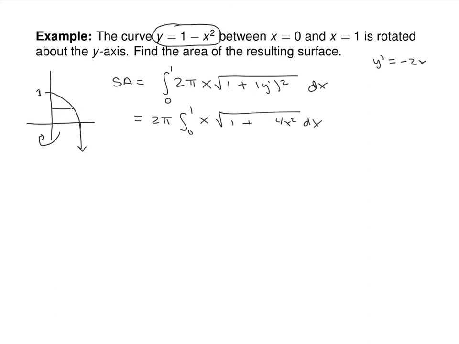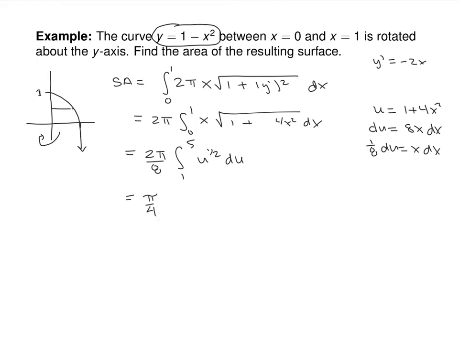And this integral is one you can solve using a u substitution. u equals 1 plus 4x squared. du is 8x dx. So an eighth du equals x dx. So we'll have 2 pi over 8 eventually. Now let's change our bounds. The lower bound becomes 1, upper bound becomes 5.